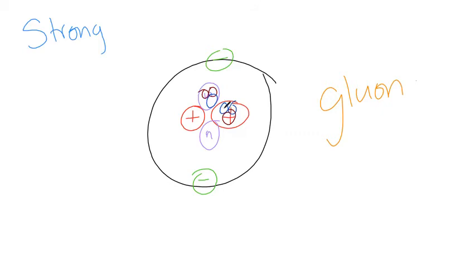So their charges are going to be plus 2/3, plus 2/3, minus 1/3, and minus 1/3, minus 1/3, plus 2/3, which just adds up to 0 charge for neutrons and plus 1 charge for protons. And the gluon is the force carrier of the strong force and is in charge of physically pretty much gluing these together.